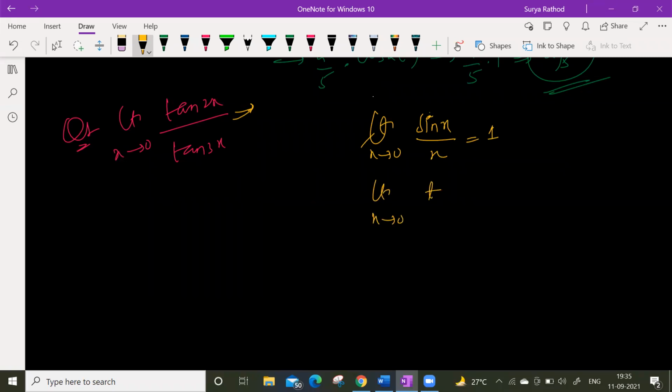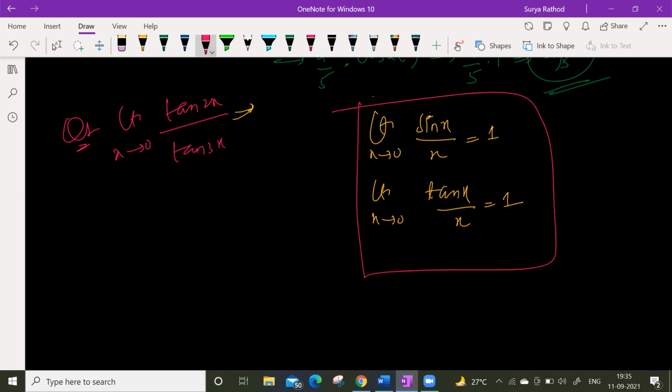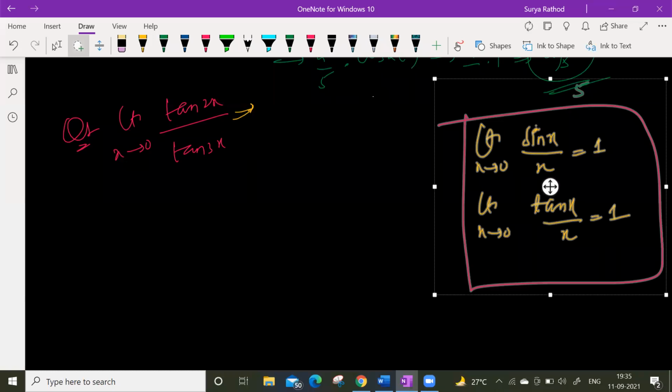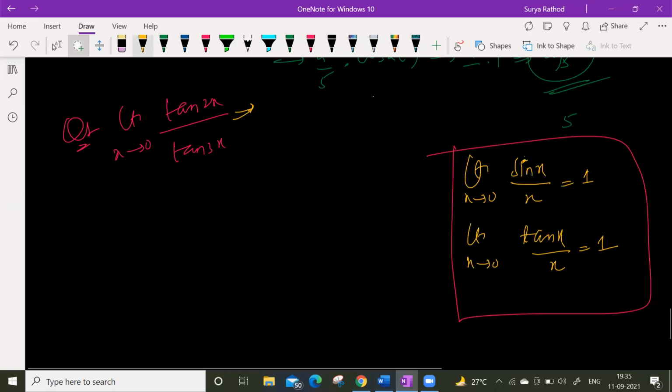I told this in trigonometry limits. These are the two formulas which I told in the trigonometry limits. Yes or no?